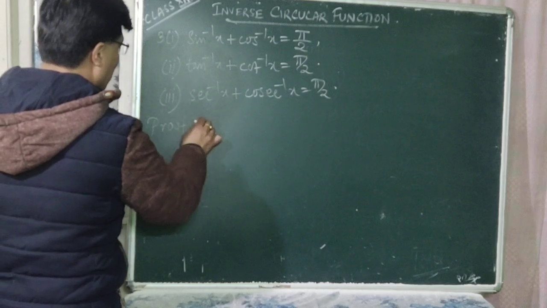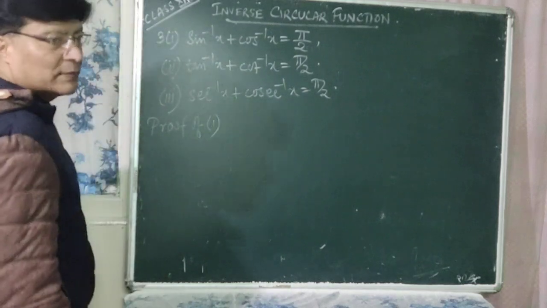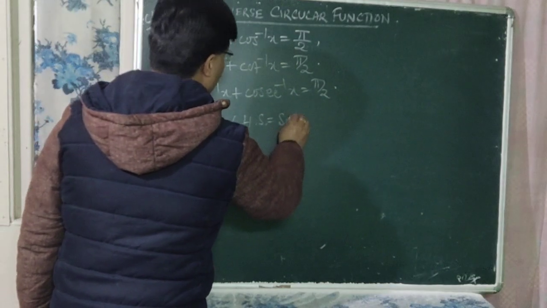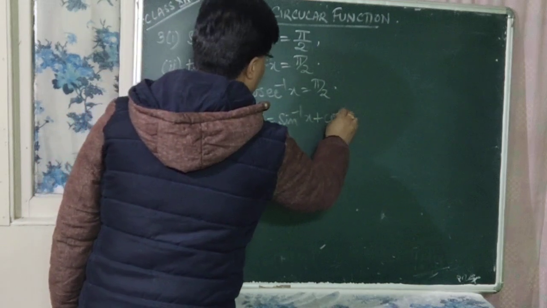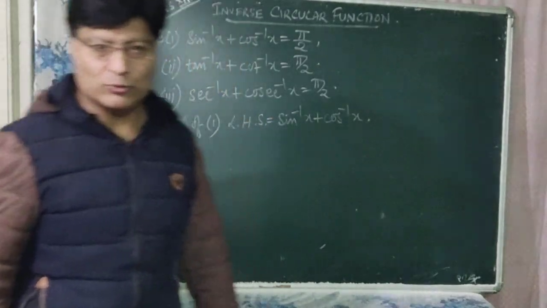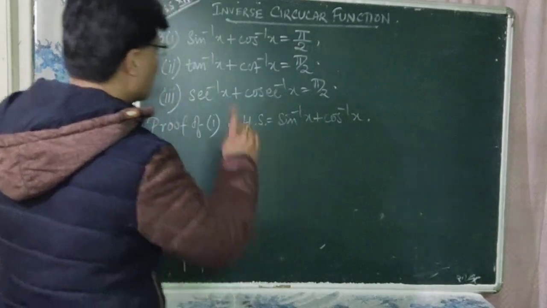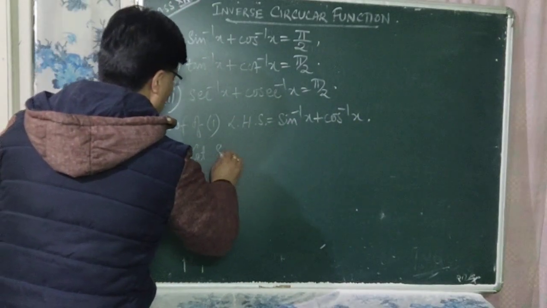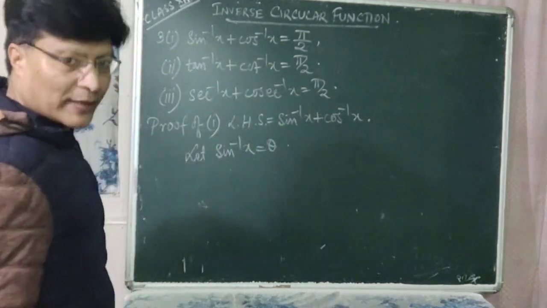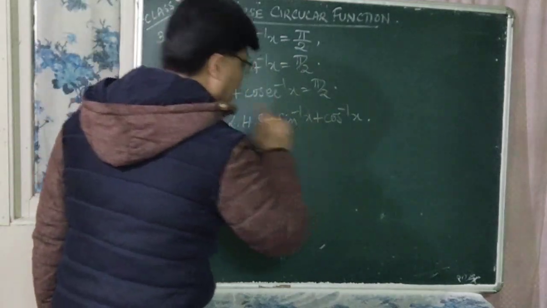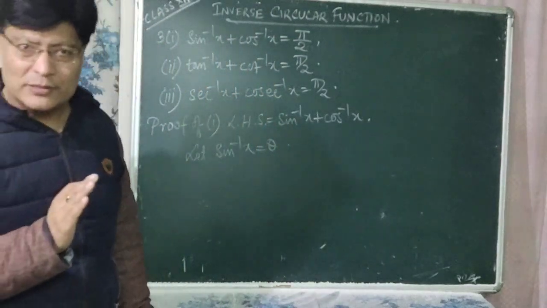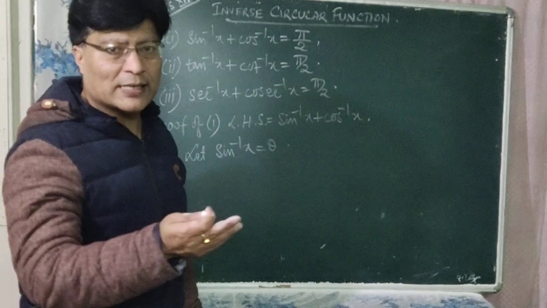So proof of 1, right? So what is the left hand side here? LHS is equal to sin inverse x plus cos inverse x. So let us prove this is equal to pi by 2. Okay, so what is the method? Let sin inverse x is equal to theta, right? Now take sin inverse to the right hand side. When only sine goes to the right hand side, it becomes sin inverse. But when sin inverse goes to the right hand side, it becomes sine.